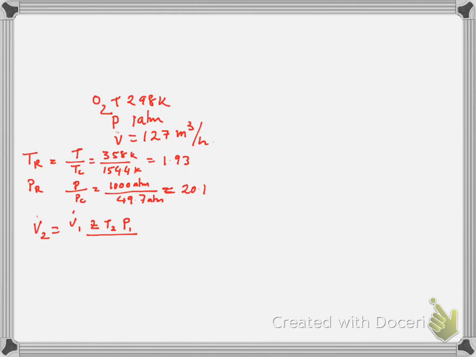I'm getting a different value for TR or PR? TC is 154.4, right? It's supposed to be 2.3. Yeah, I got 2.32. Oh, okay. How much are you getting? 2.32. That's fine. That's okay. Good. Thank you. 2.32. Wonderful.